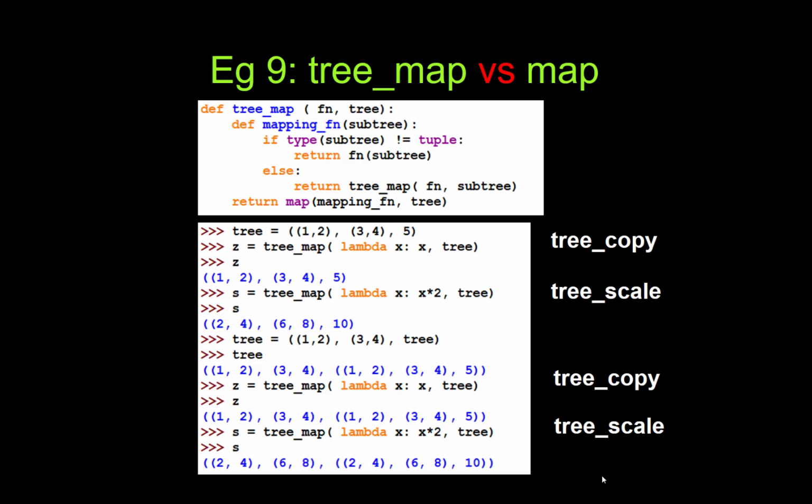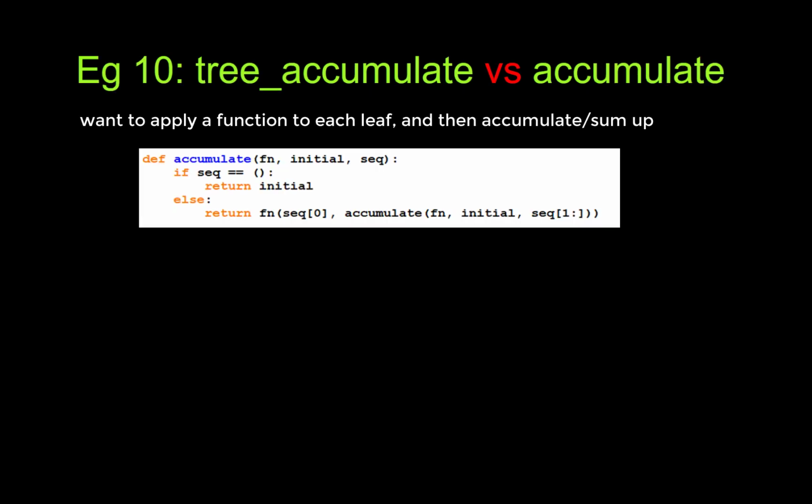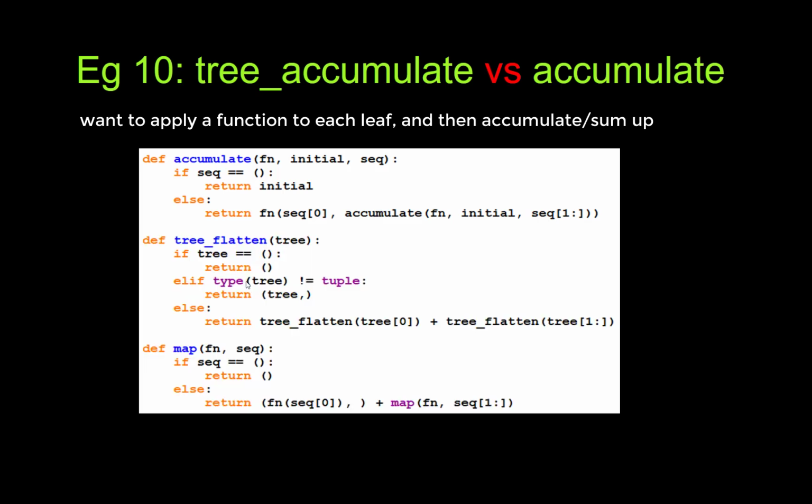Now that we know how to do tree map, we can think about tree accumulate and tree filter. So for tree accumulate, we want to apply a function to each leaf and then accumulate or sum up these values, just like accumulate for the normal sequence. Since accumulate doesn't need to preserve the hierarchy of a tree, we can think of flattening the tree, mapping the function on the tree, and then use this normal accumulation to complete the job.